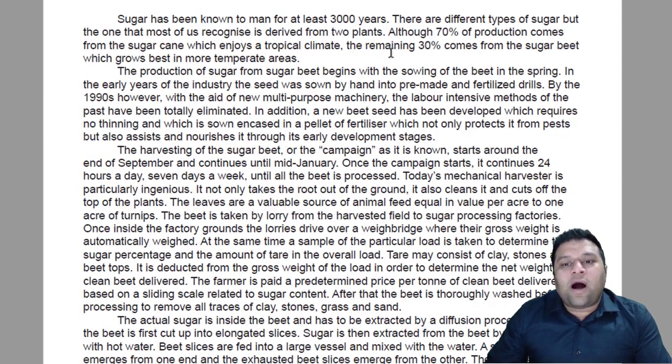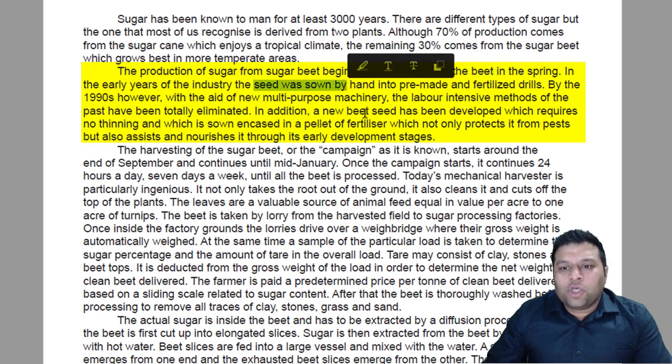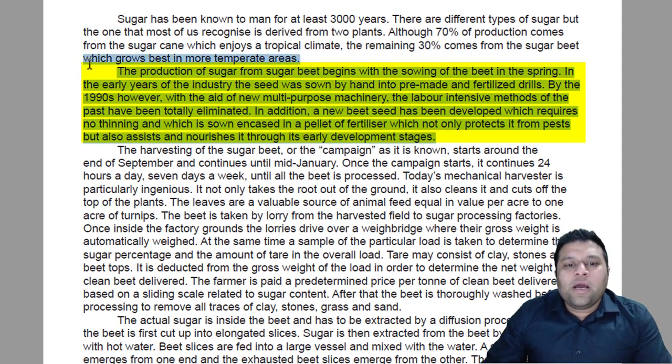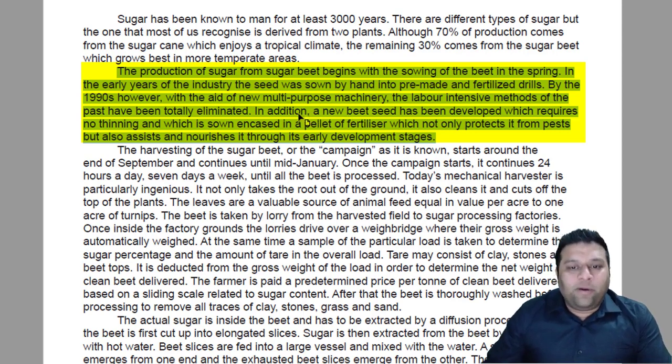The answer has to be after the first one, not before the first one. The production of sugar beet begins with sowing the seed. They're talking about seed here. Sowing the beet, in early years the seed was sown. So my answer has to be somewhere here. If you had learned the two-finger strategy, you would have been able to come to the exact line where your answer is within seconds. As I said, I'm going to try my best to make that video as well for the two-finger strategy. But let's try to do it by reading for now.